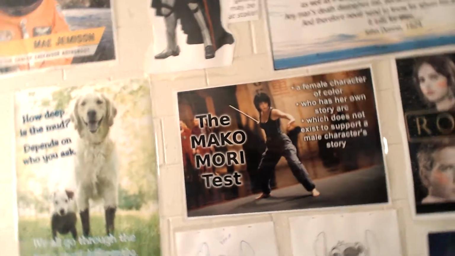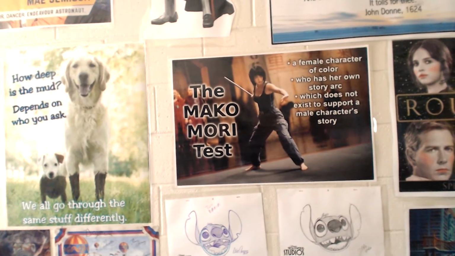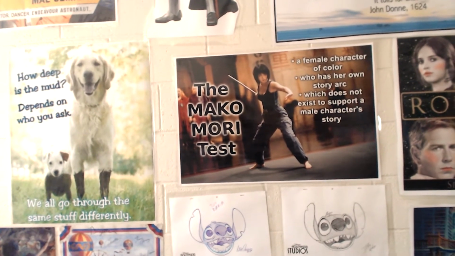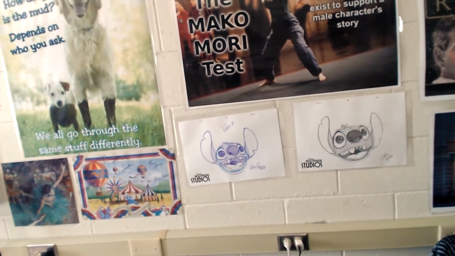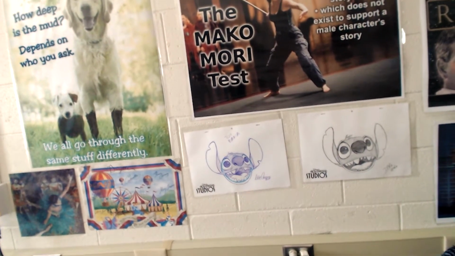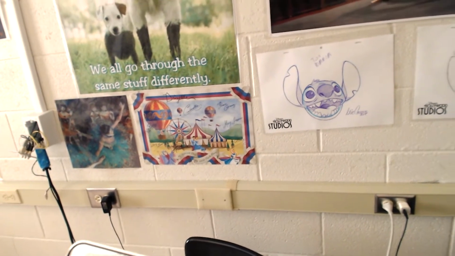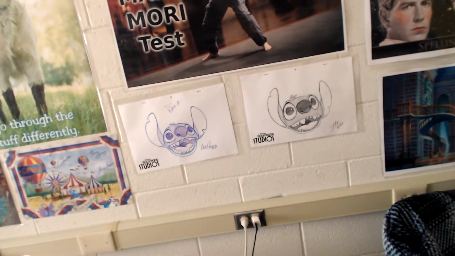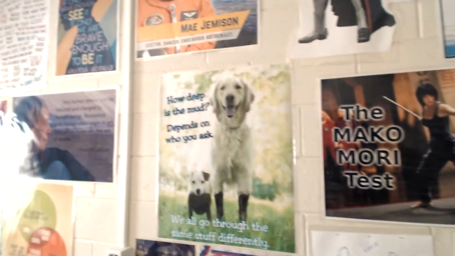The Mako Mori test is something, if you're familiar with the Bechdel test, the Mako Mori test was developed in contrast to that. So I have a picture from Pacific Rim. And below that, I have pictures from when I went to Hollywood Studios and took a drawing class on how to draw Stitch. This one is from the original artist who taught the class, and this one is my rendition. You can see that it's not quite the same, it's not perfect, but that's part of the lesson there. Things don't have to be perfect to be appreciated.